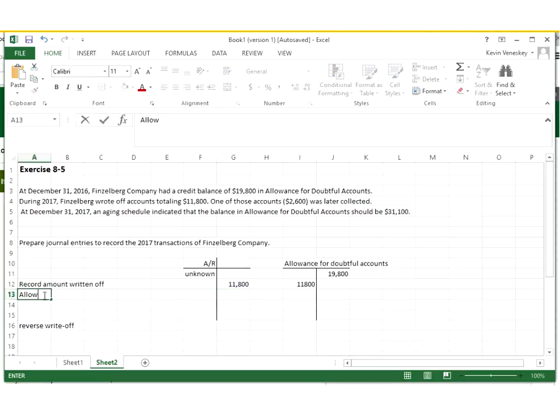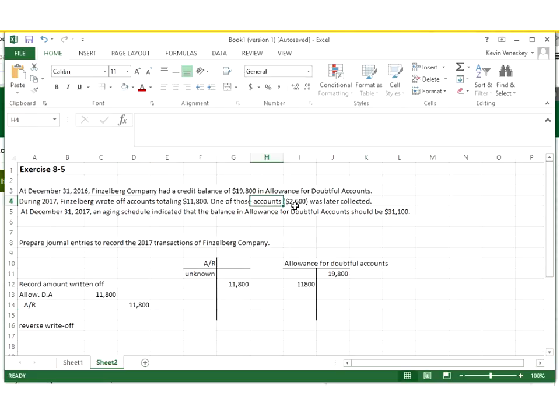I would have a debit. I'm going to abbreviate here, allowance for doubtful accounts for $11,800, and I'm going to credit each individual's AR balance. And in Wiley Plus, we just make one big one here. But in reality, you would credit each individual person's balance.